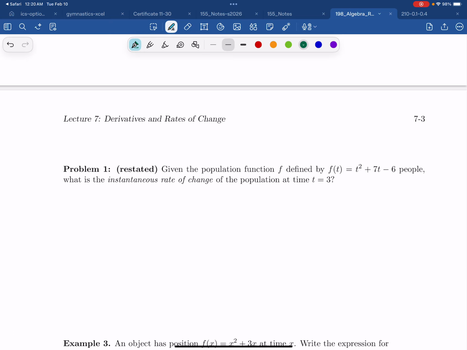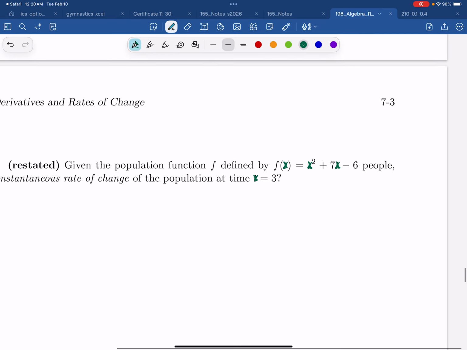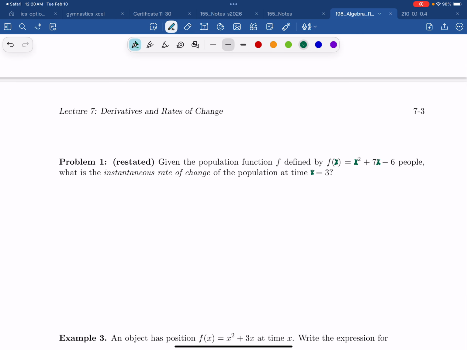So anyway, given this population function, again, I'm just going to call it x. It doesn't really matter, but I'll call it x because I think we're used to x's. All right, find the instantaneous rate of change at time x equals 3. Well, what are we going to do here? We're going to say f prime of 3 equals the limit as h approaches 0 of f of 3 plus h minus f of 3 all over h. Now, you can just plug in h equals 0, and you'll see that we're going to get 0 over 0. It's going to work this way every single time, just by definition, so you don't need to do it.